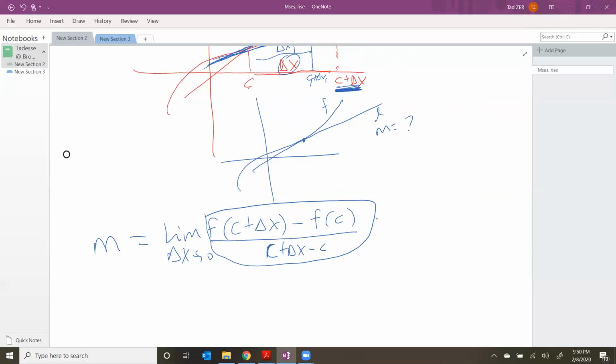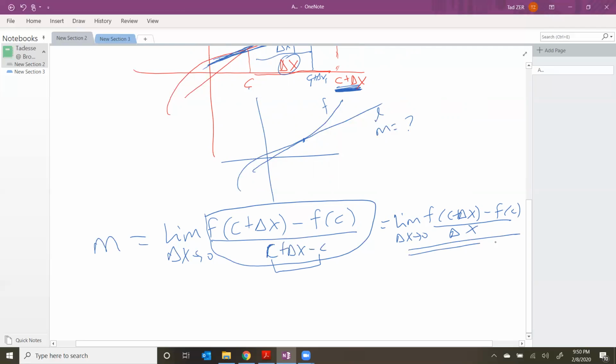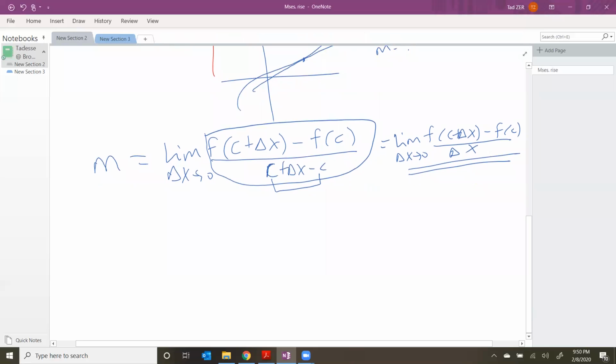This can be simplified. You see here, C minus C is 0. So this becomes the limit of f of C plus delta x minus f of C, divided by change in x, as change in x goes to 0. If this limit exists, we call it the slope of the tangent line. Not only that, we also call it the slope of the graph of f at C. So we use it interchangeably.